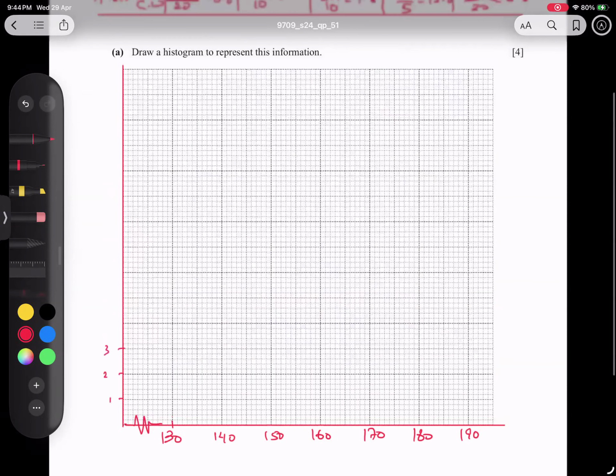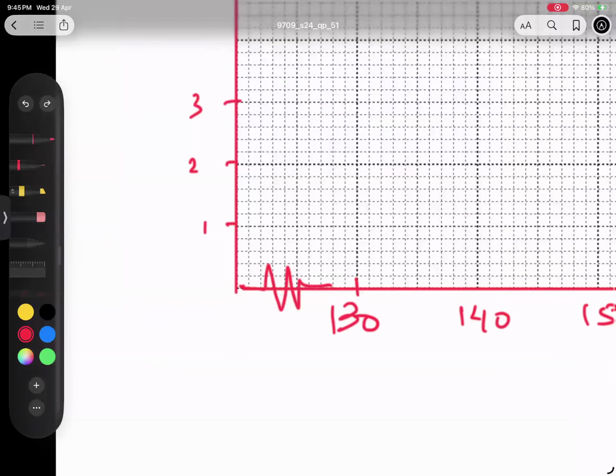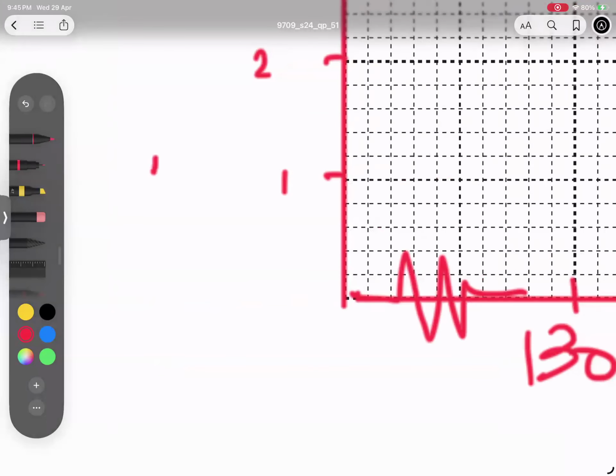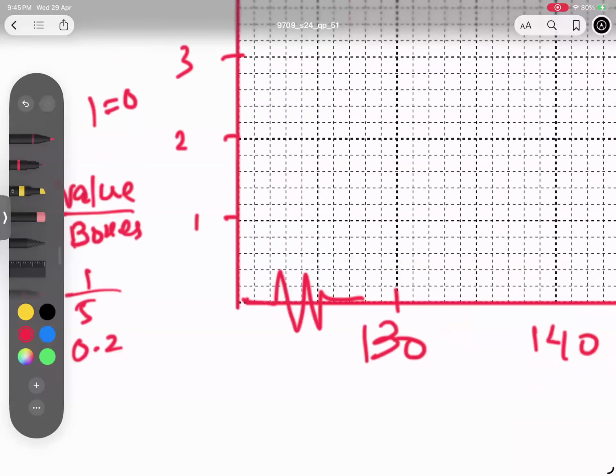Okay, now let's start. First one starting 130, ending 150, height 0.8. Before I start, because I've taken 1 here, what is the formula? Value divided by number of boxes. So the value is 1 and the boxes are 1, 2, 3, 4, 5 boxes. So 1 over 5 is 0.2. It means one box on the y-axis is 0.2.